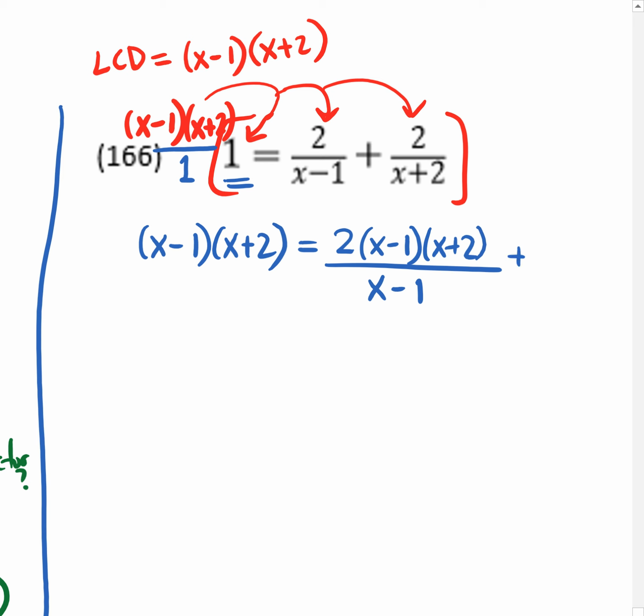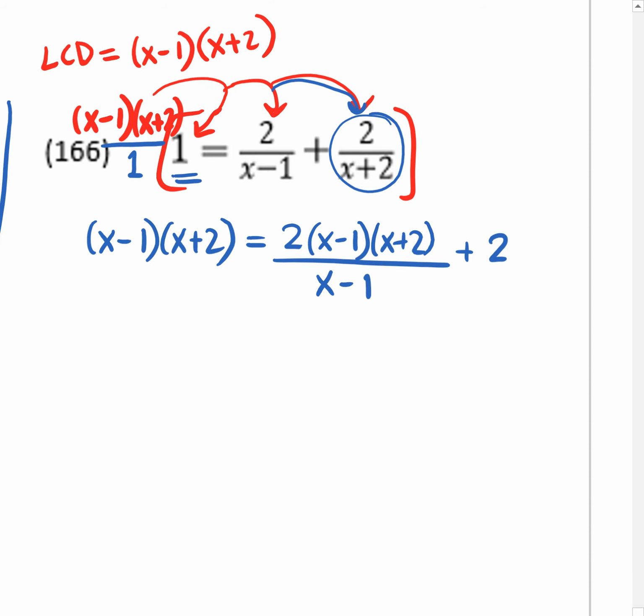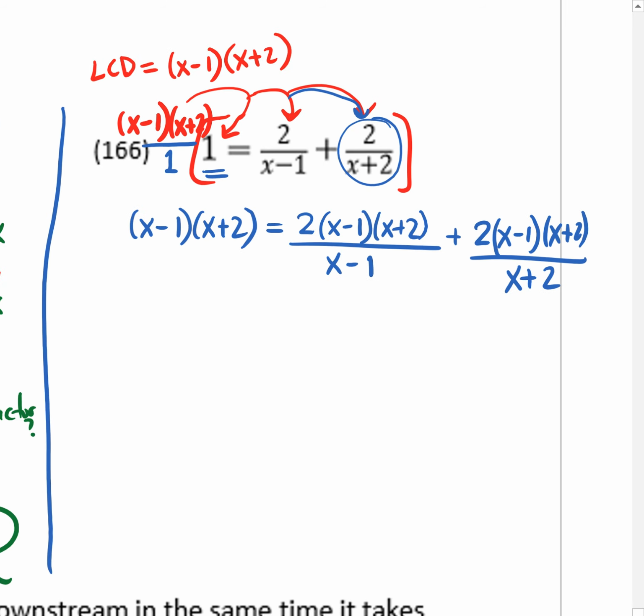Alright, then the very last fraction, 2 over x plus 2, gets multiplied by that x minus 1, x plus 2. The 2 that was already in the numerator times the x minus 1, x plus 2, over, the denominators are 1 times x plus 2. That'll become x plus 2. Or, remain x plus 2, I guess I should say.